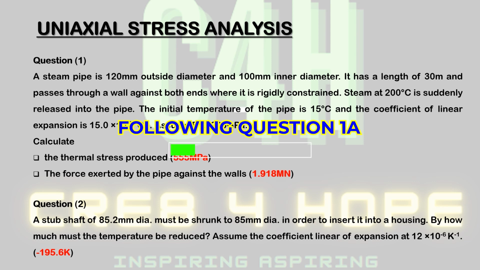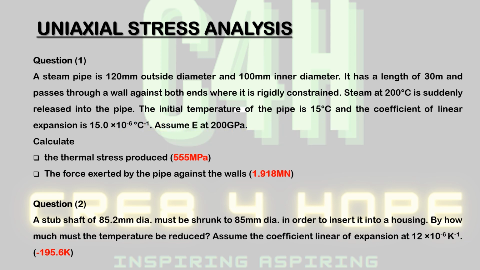The question reads: a steam pipe is 120 millimeters outside diameter and 100 millimeters inside diameter. This pipe has a length of 30 meters and passes through a wall against both ends where it is rigidly constrained. Steam at 200 degrees Celsius is suddenly released into the pipe. The initial temperature of the pipe is 15 degrees C, and the coefficient of linear expansion is 15 times 10 to the power minus 6 per degree centigrade.